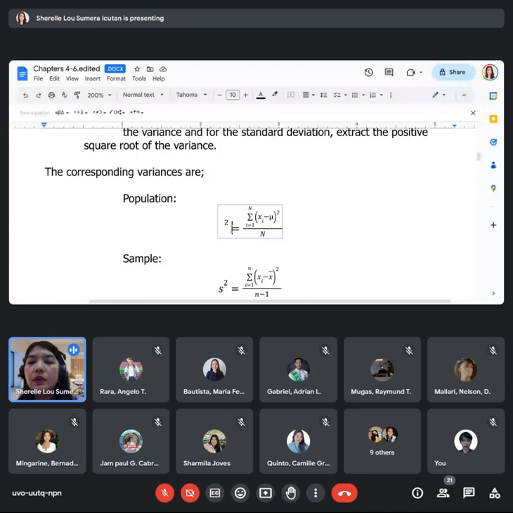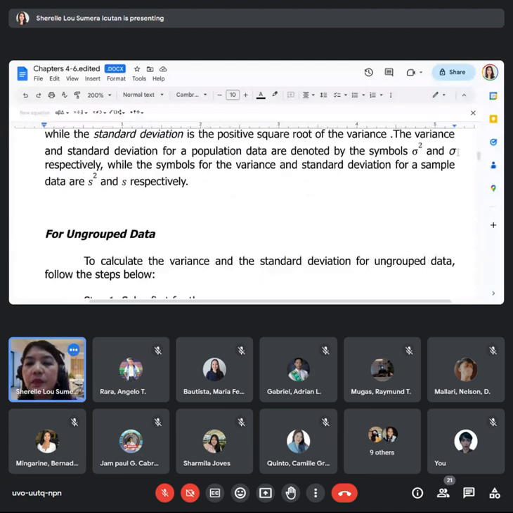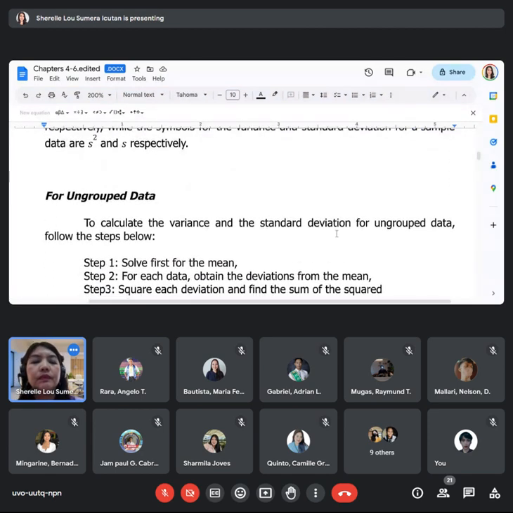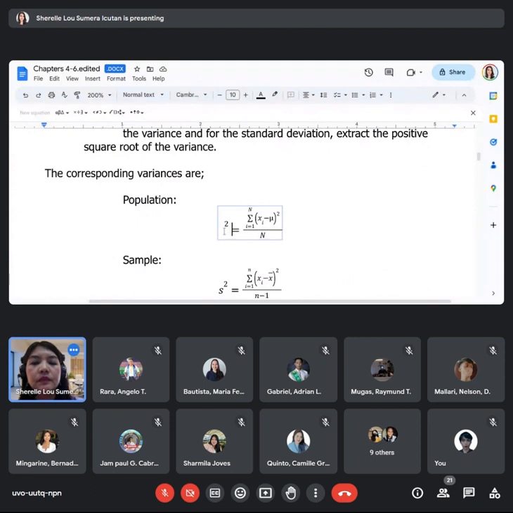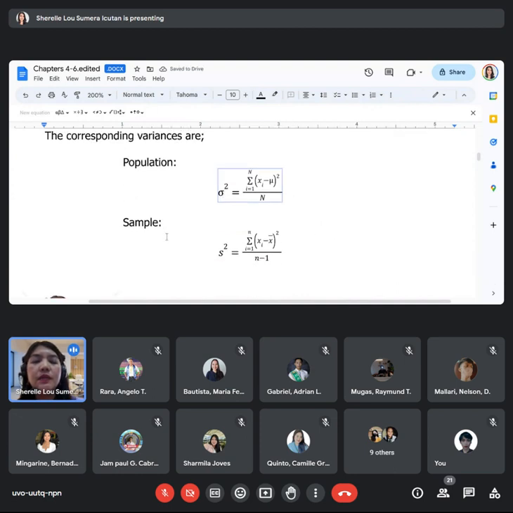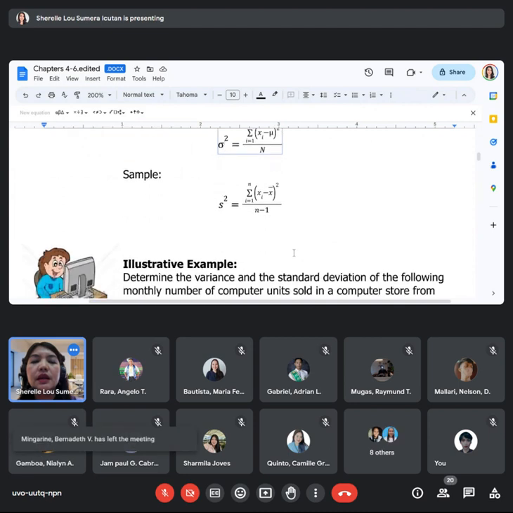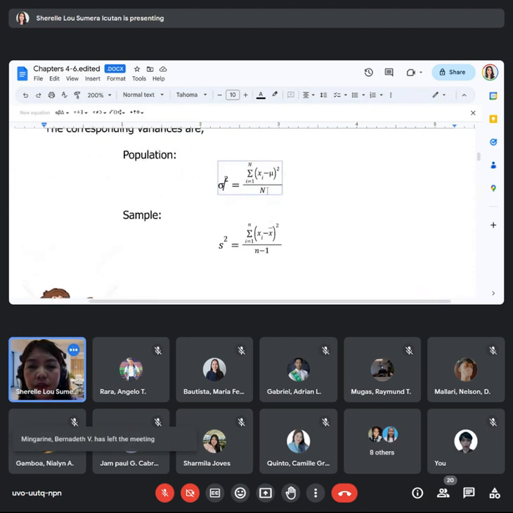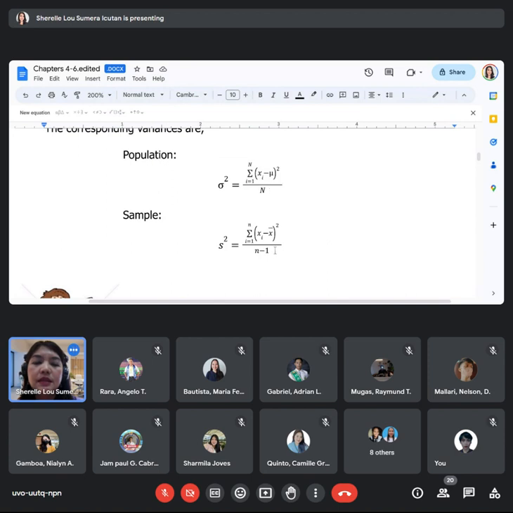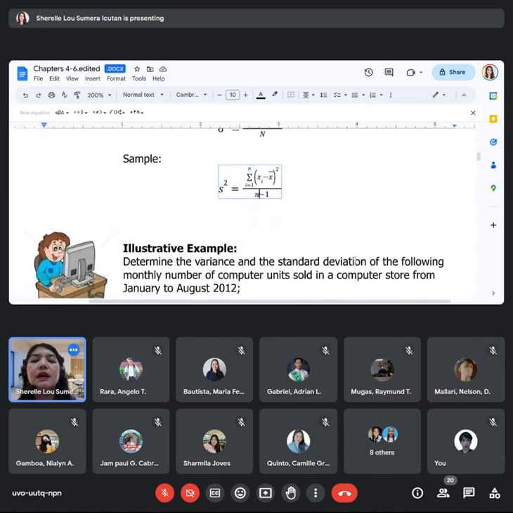So these are the symbols. This is the symbol for the population variance, and this is the symbol for sample variance. You have the population mean. Mu is the population mean, N is the population size. Your x bar here is your sample mean, and your small n is your sample size.